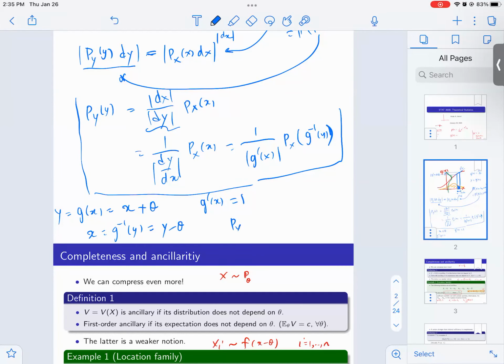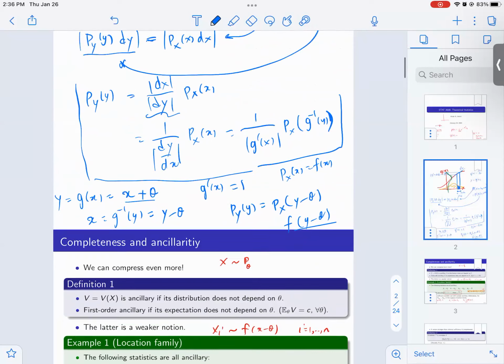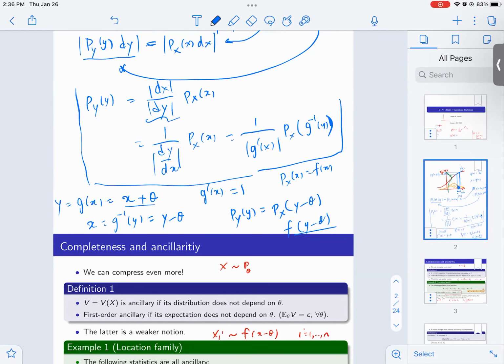Well, so p_Y of y would be p_X of y minus theta, right? Correct. So if p of x was f of x, then y would have the density f of y minus theta, which is what I want. It's like that location family. So this transformation would do this to the density. So shifting the density would be like adding a constant. So how many people, is this completely new or okay? Just a reminder, right? Okay, so that's what it is.